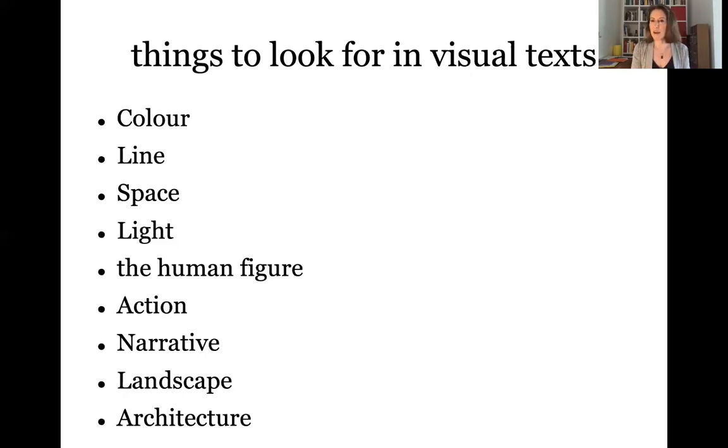If there's landscape here, it's usually doing work. It's not just there to be decorative or to offer backdrop, in the same way that in a work of literature, if the landscape is being described, it's not just as a pretty detail, but it's going to be doing some work to tell us something about the action, about the ideas, about the characters. What about the architecture?